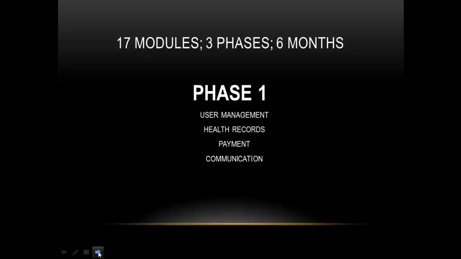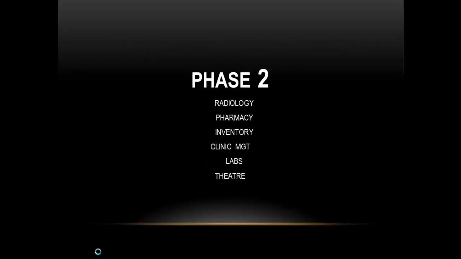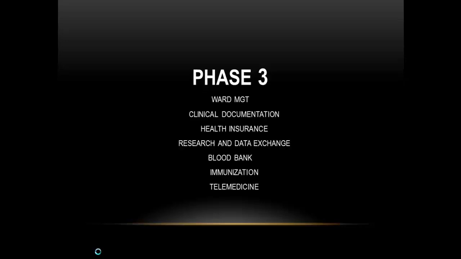So phase 1 is going to include user management, health records, the payment, and communication. Phase 2, we have radiology, pharmacy, inventory, clinic management, labs, and theater. Phase 3, we have ward management, clinical documentation, health insurance, research and data exchange, blood bank, immunization, and telemedicine.